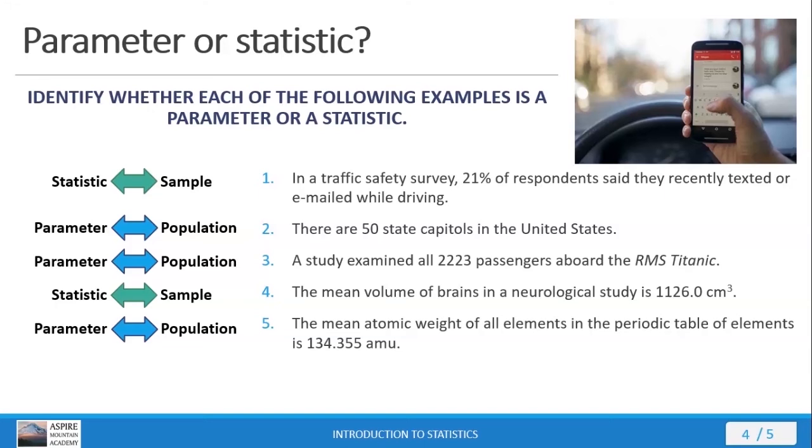All the elements in the periodic table, we've got them all. So we've got the whole group. That means we have a population. Populations are described with parameters.